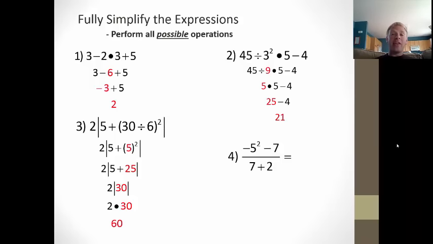Well, what's the absolute value of 30? It's 30. That's how far away it is from 0. Last, I have the multiplication, which was outside those absolute value bars, and we do 2 times 30 is 60.